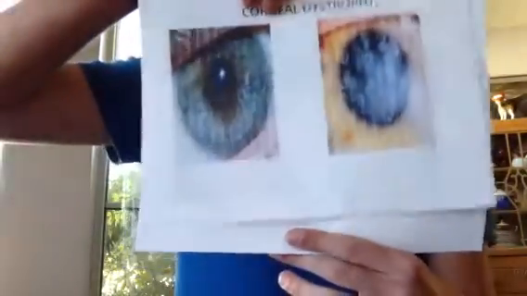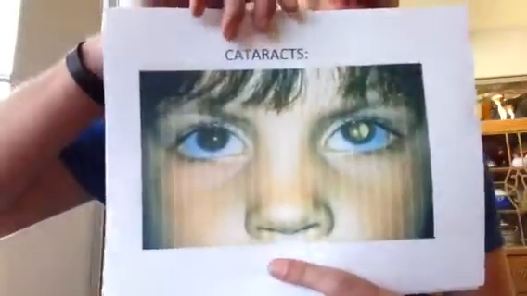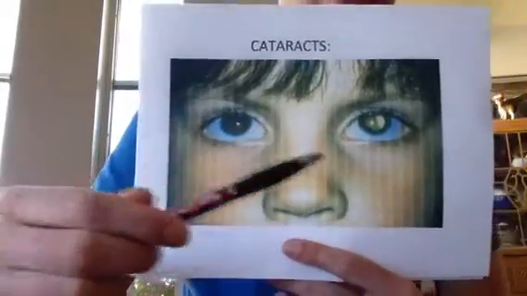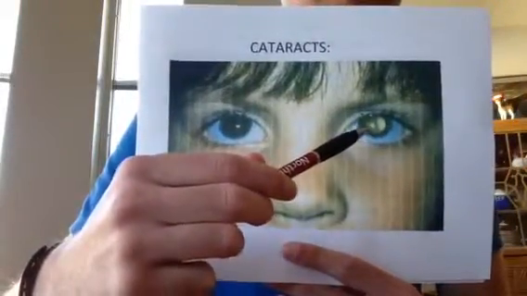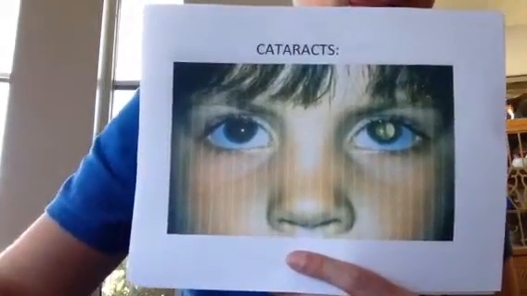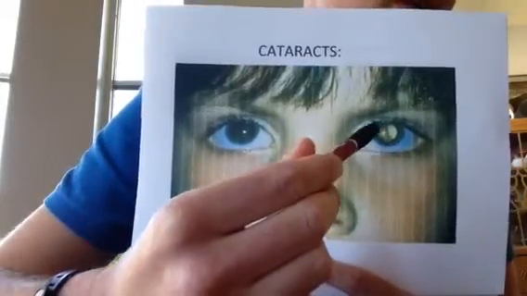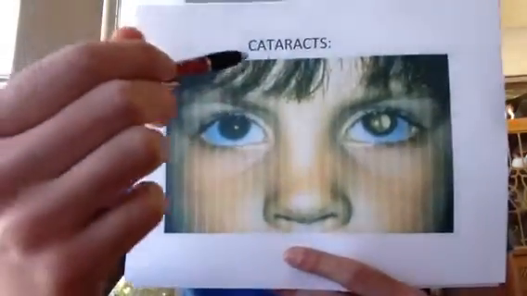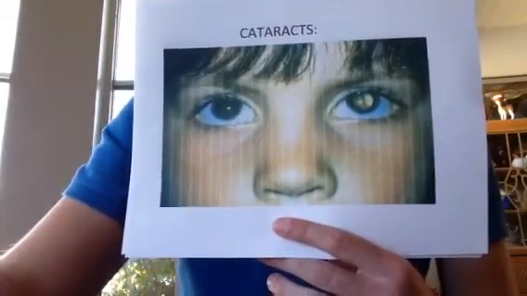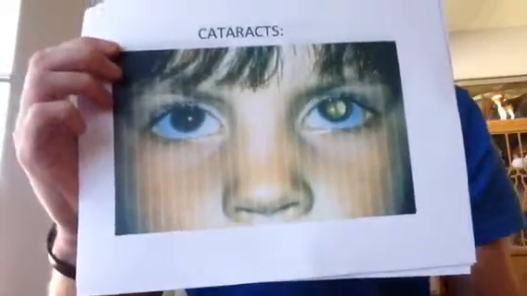Next, as we go inward, we have cataracts. This individual has one healthy eye, and the other eye is clearly affected by cataracts, as you can see with this orange, yellowish, round structure found in the center of his eye, which is a cataract. Cataracts are a buildup of a protein on the human lens which interfere with the lens's ability to refract light.